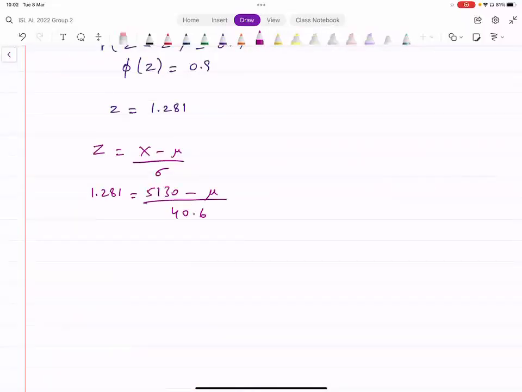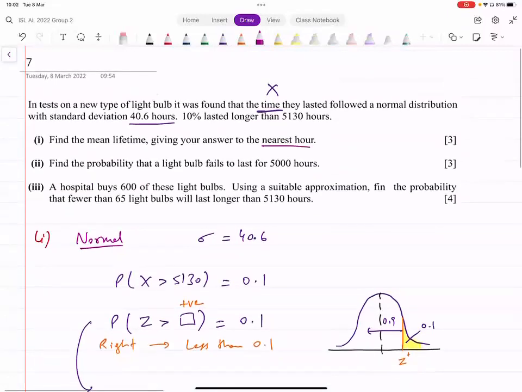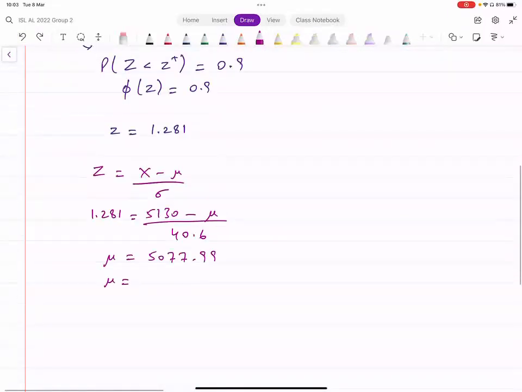From here we will work out the value of the mean. You can see what that turns out to be. What does the mean come out as from here? So this is 5077.99. What did he say here? You have to give the answer to the nearest hour. So this is 5080, sorry, 5078. That's what you should be getting. That's the mean.